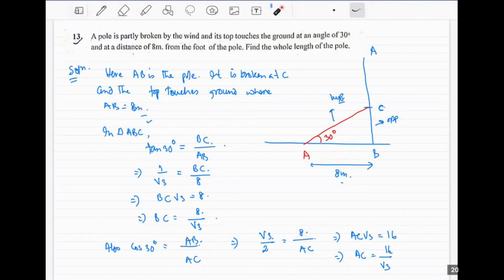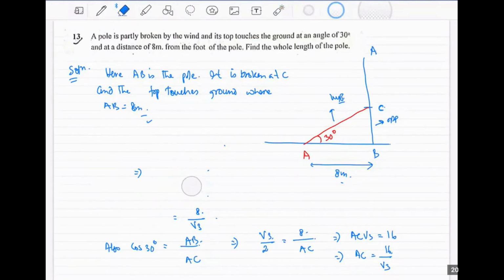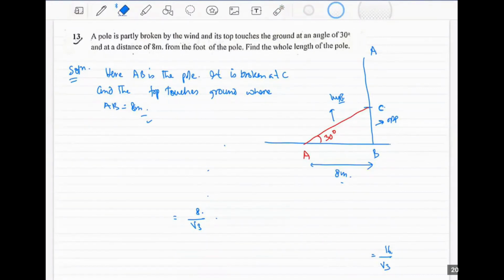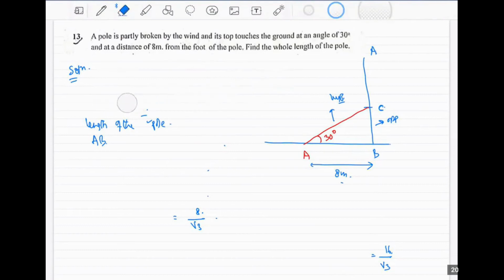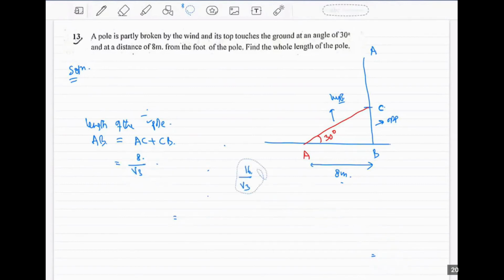So finish. All right then. We have to find the whole length of the pole, right? So let me rub it off from here. The whole length of the pole will be AB, so you mention here length of the pole. AB will be how much? We have to add AC and CB. AC is this part right here, BC is this part right here.